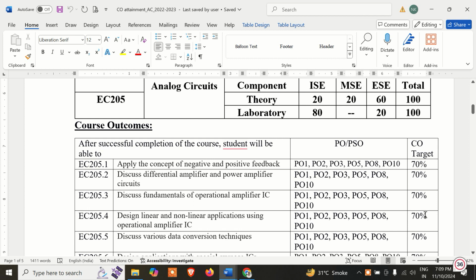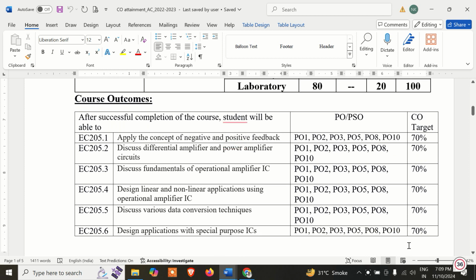Now let us discuss the mapping part. For every subject, as I have shown you in the syllabus, there are some learning objectives. Based on the syllabus, the course outcomes are defined, at least 5 to 6 course outcomes. Maybe apply, discuss, evaluate, design. Those are some abilities during the course, during the laboratory. It could be theory, it could be laboratory. Right now we are discussing the theory part.